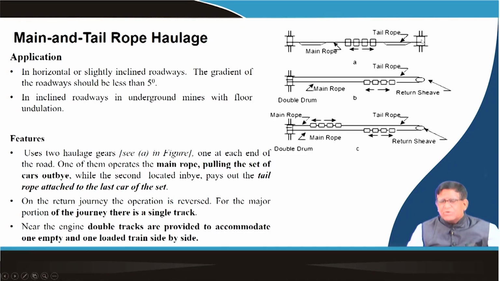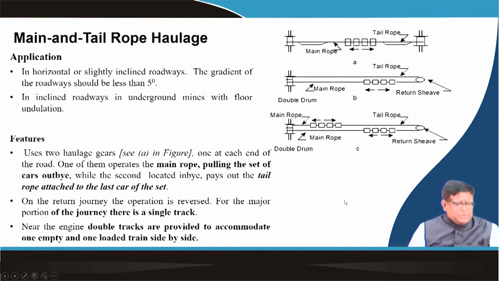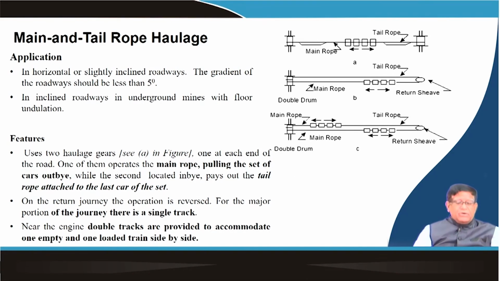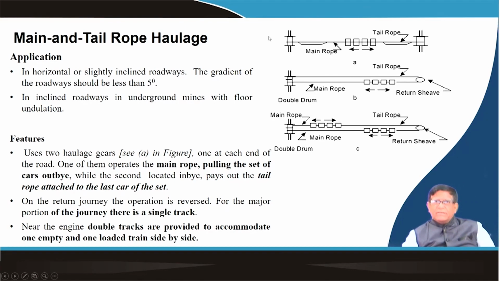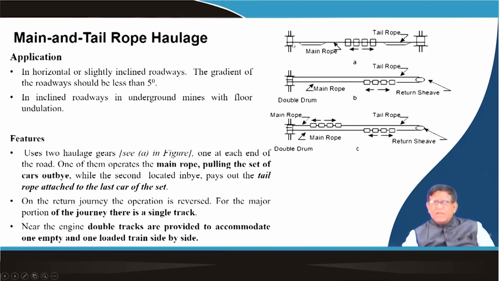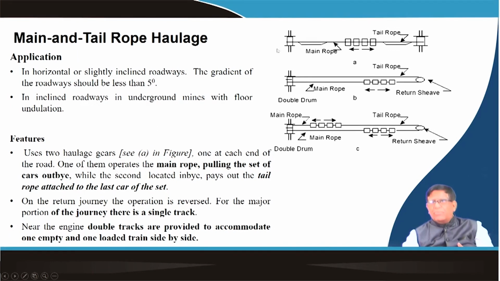So, you can have the two drum systems. This one uses two haulage gears, one at each end of the road. One of them operates the main rope pulling the set of cars outby, that is, when it is going in this outward direction, towards the cage, towards the shaft for getting lifted up, that is called your outby.